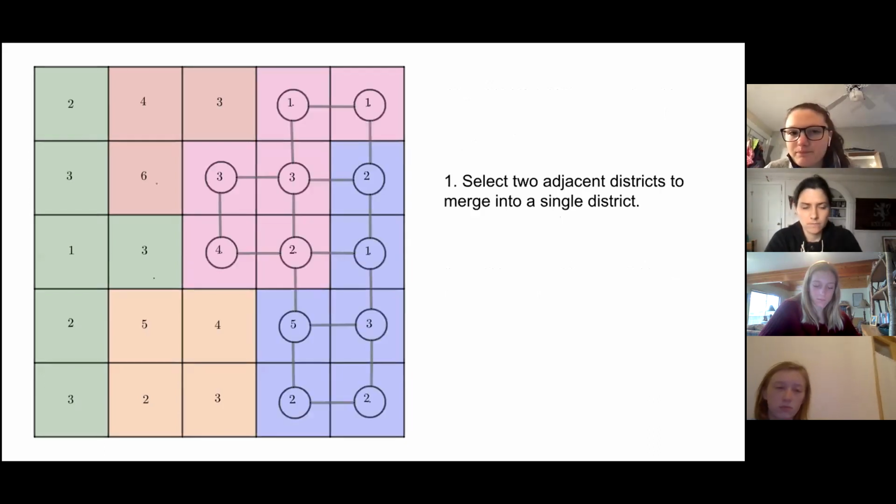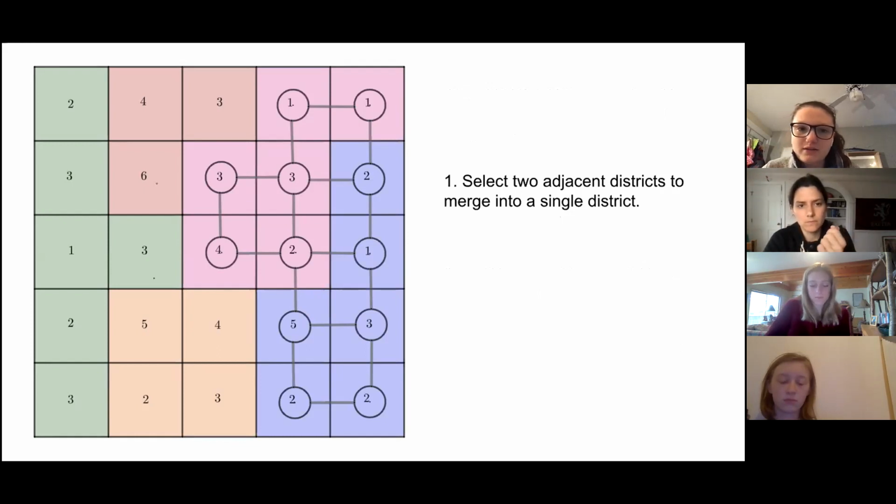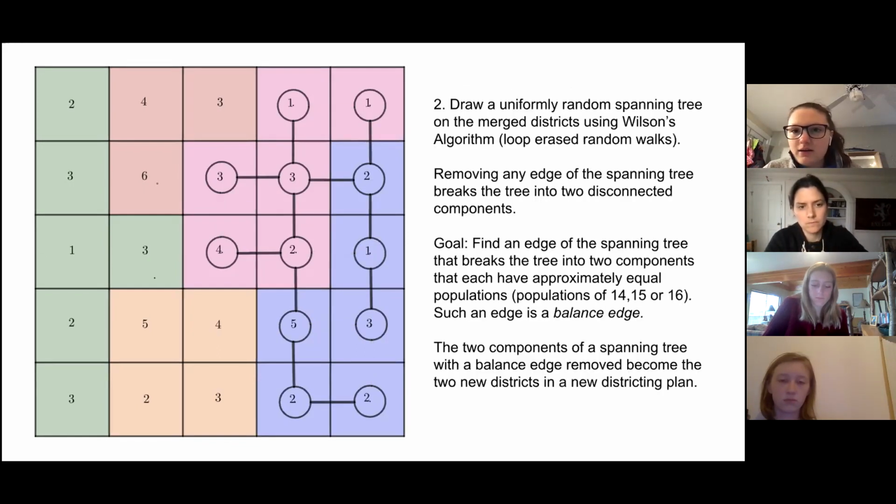To do this, we do the same thing that was mentioned before, which was we merge 2 districts into a single district and we draw a dual graph over them. But in this case, the dual graph has weighted vertices. And then we draw a uniformly random spanning tree in the merged districts using Wilson's algorithm, which is a uniformly random algorithm for doing this. And then removing any of these edges will break the tree into 2 disconnected components, which would give you 2 new districts. But we need to find an edge of the spanning tree that breaks the tree into components that have approximately equal total weight or total population.